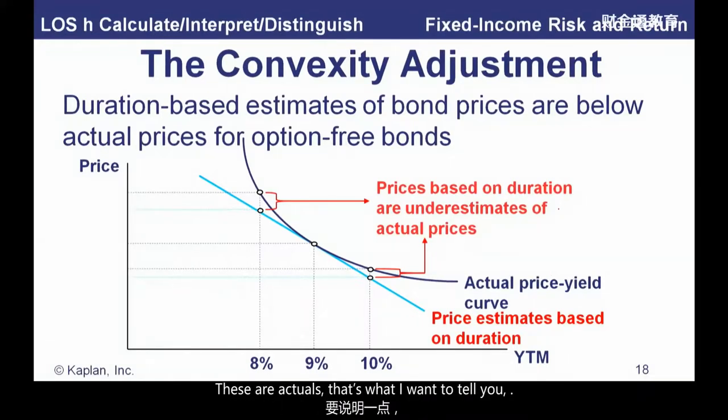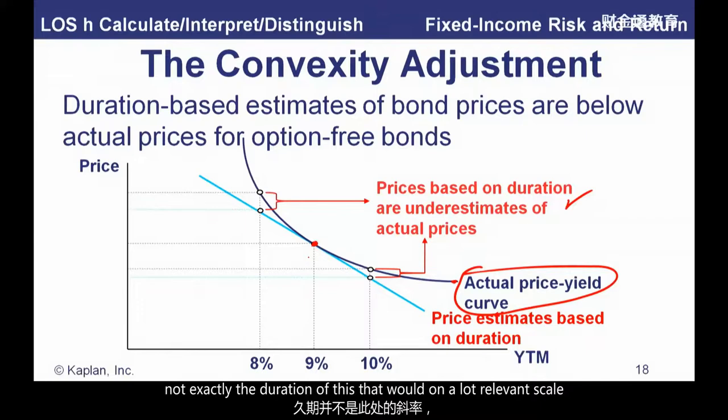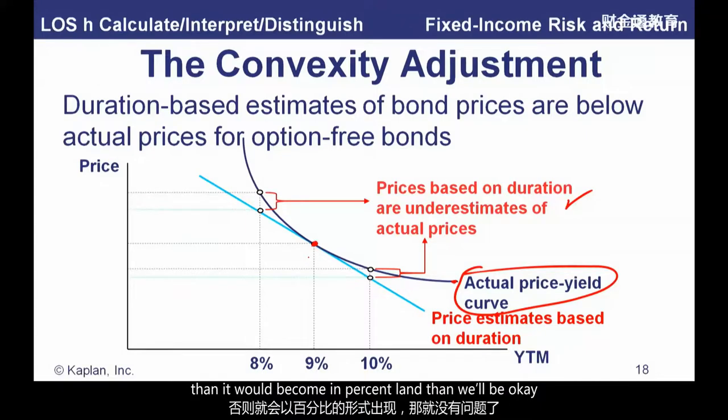So here are our prices, these are actuals. There's the actual curve. And when we use just duration, duration is like a slope. So the bond's trading here. We've actually done a linear estimate. We've estimated the slope of that curve at a point. It's not exactly duration. If this were on a logarithmic scale, then it would be. We'd be in percent land then, and we'd be okay.